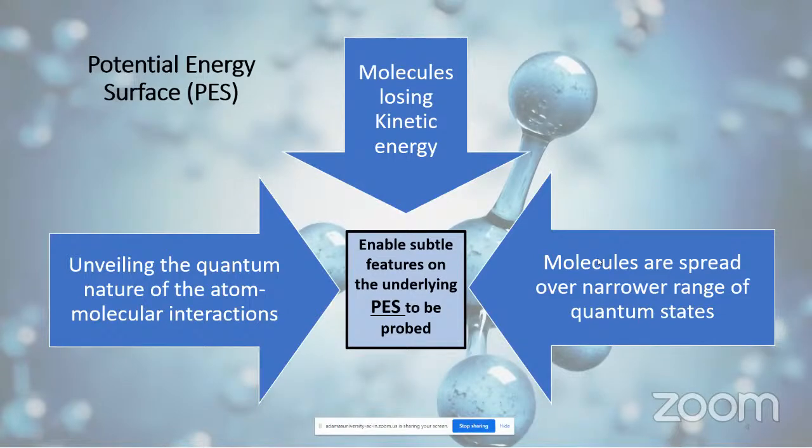So these three points, the unveiling of the quantum nature at low temperature, the molecule losing its kinetic energy, and the molecules being spread over a narrower range of quantum states, all contribute to something very important: they enable the very subtle features of the underlying potential energy surfaces to be probed. If we can go to the temperature where these three effects are established, we will be able to experimentally probe even the minute subtle features on the potential energy surface. What is a potential? It is the energy plotted with respect to some coordinate, usually the distance. A potential energy surface plotted in one dimension is a potential energy curve. If we have a detailed potential energy surface, we understand the mechanisms of every interaction. This is a point we will keep in mind.